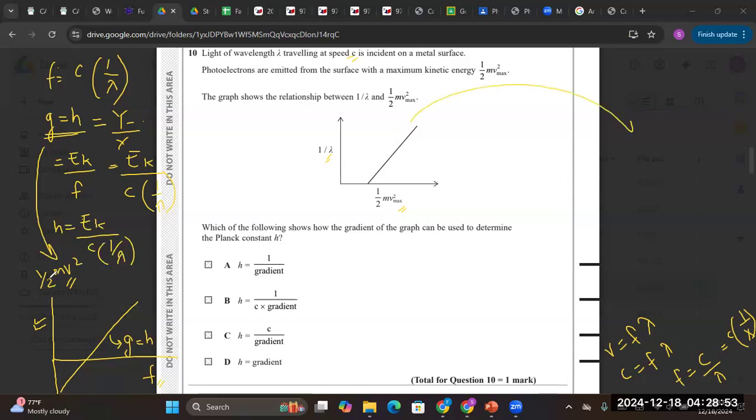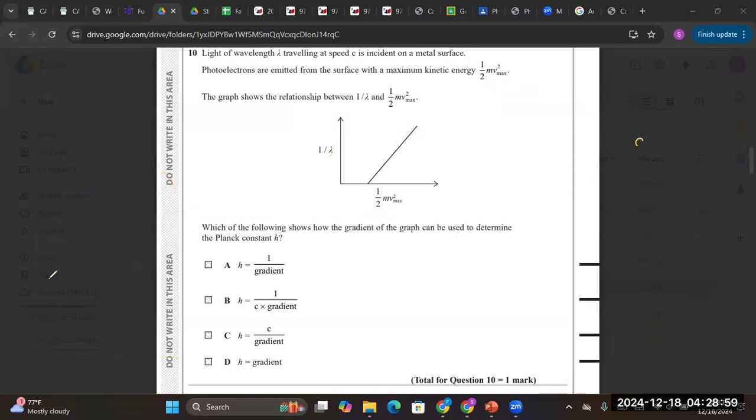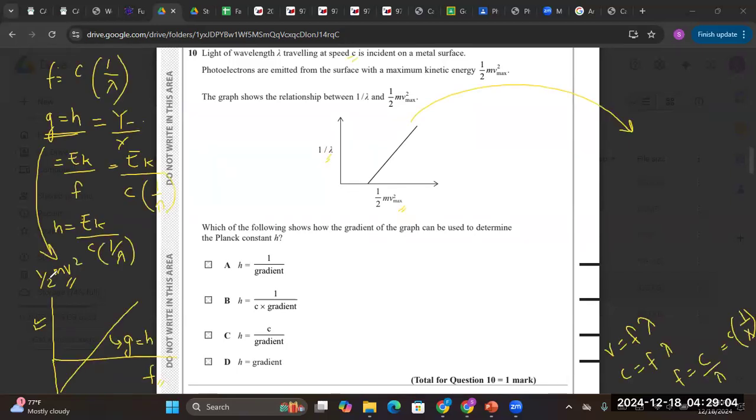Let's talk about the gradient of the graph the examiners gave us. Again, to find the gradient of the graph that the examiners gave us, we can do y over x. On the y-axis, we have 1 upon lambda. On the x-axis, we have kinetic energy. Can you see the link? Your Planck constant is equal to kinetic energy divided by C multiplied by 1 upon lambda.